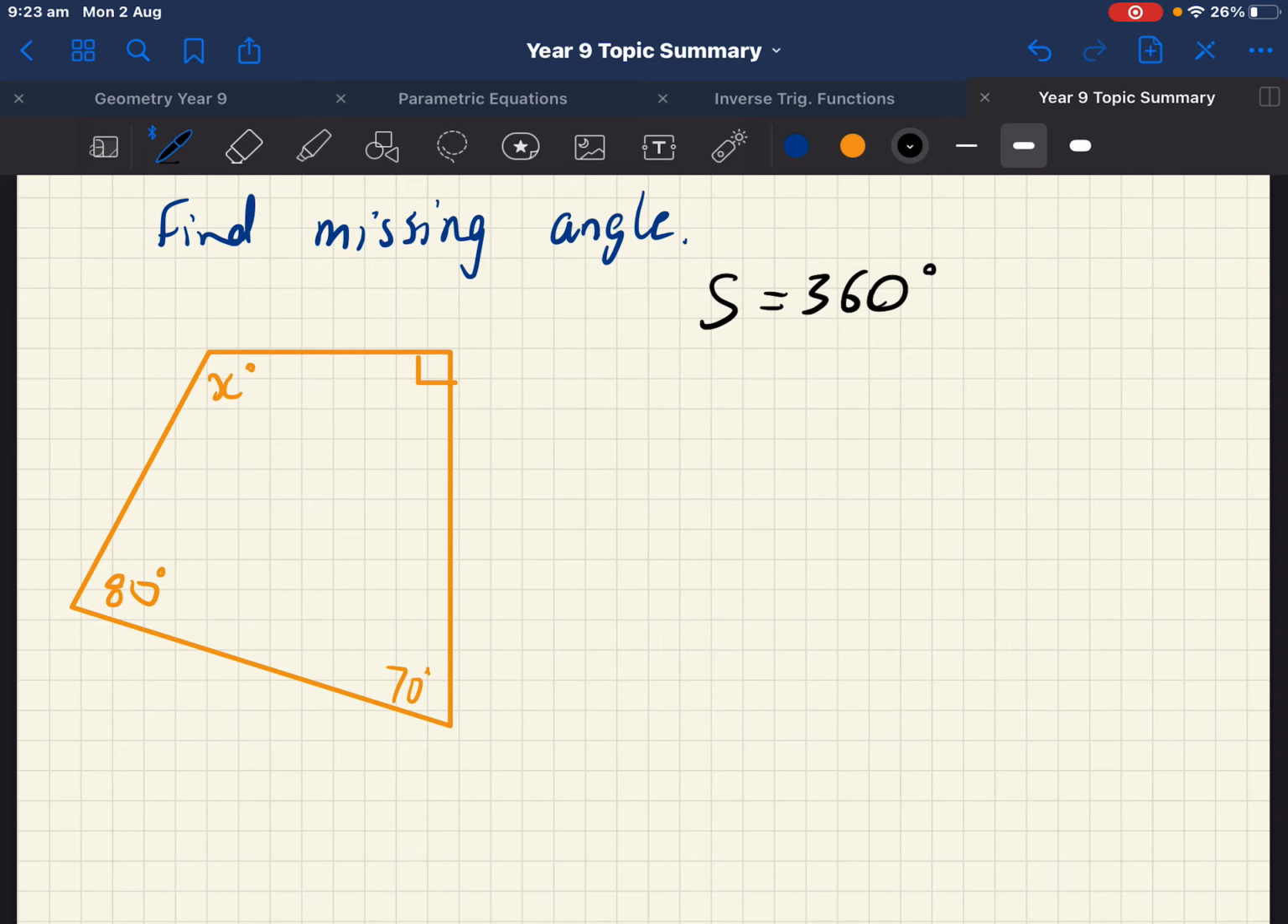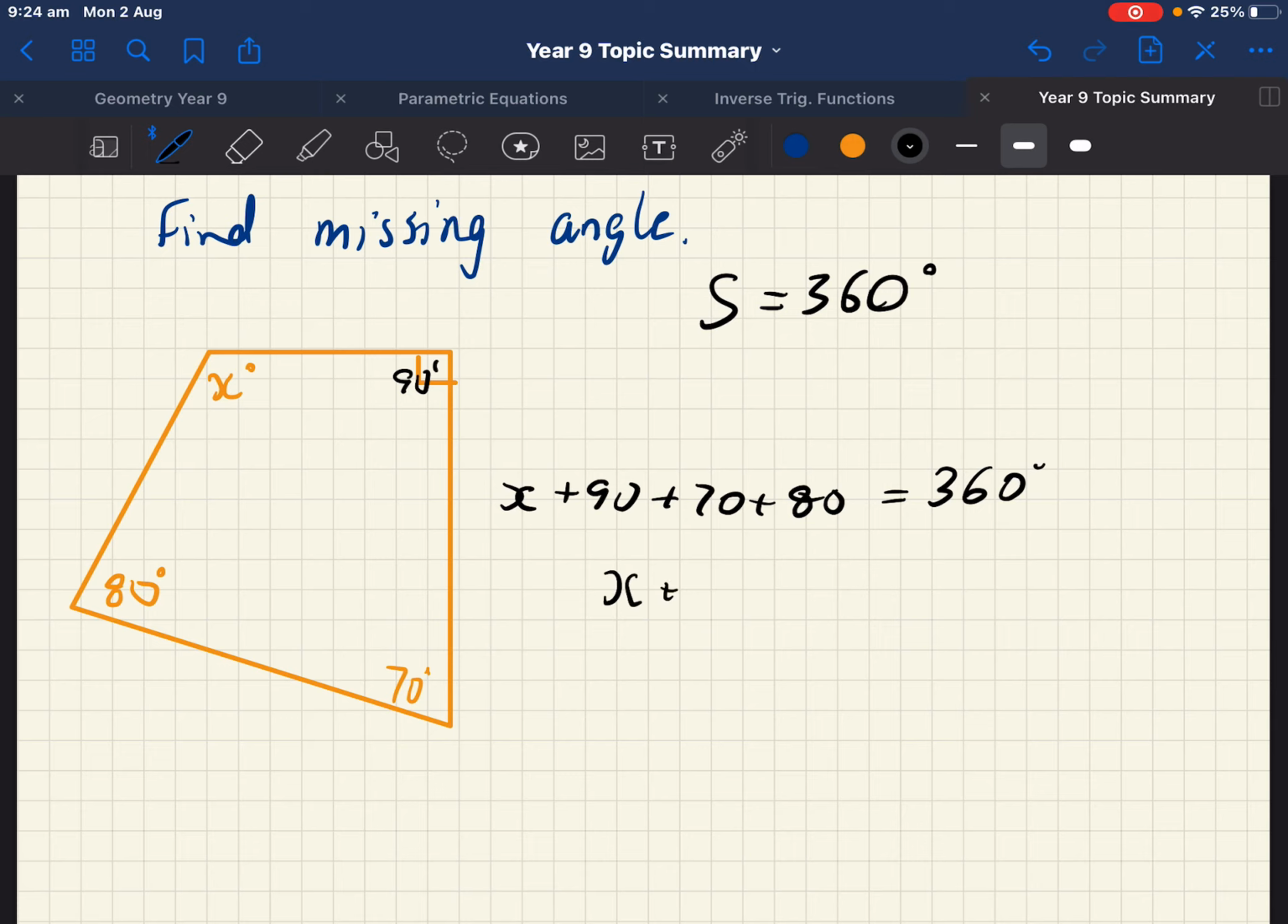All right, so because it's a quadrilateral, we know these four angles. That's x, that's clearly a 90-degree angle there, 70 and 80. So these four angles will all add up and equal 360 degrees. We have one lot of x.